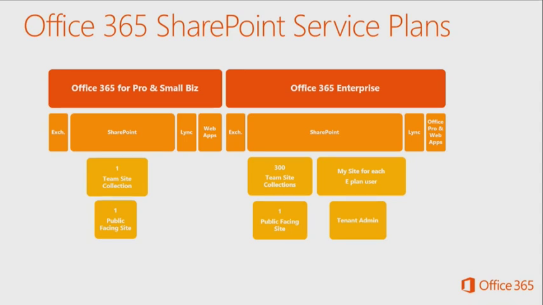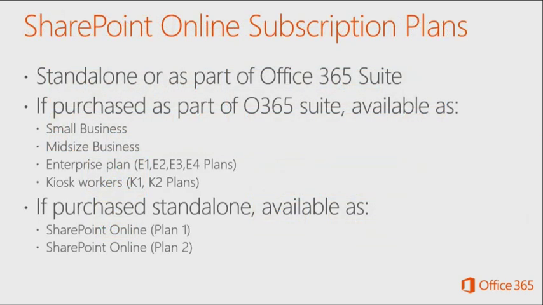We have SharePoint, one team site, one public site. I'm missing the mid-size in this screen. I will update it before it goes out. Office 365 Enterprise, Exchange, SharePoint, Lync. We get 300 team sites, one public-facing, and that's been upgraded to 3,000 team sites. So I'll update that slide with the new information before it goes out.